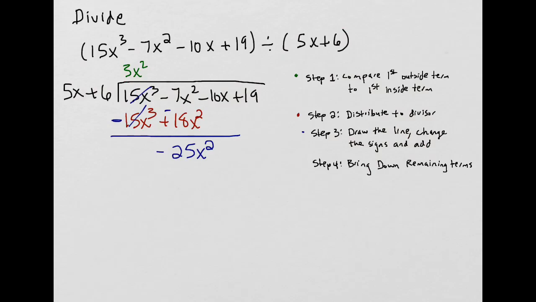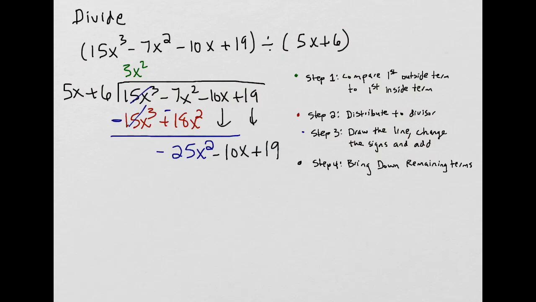Step 4 is to bring down the remaining terms. So I'm just going to do this step in black. So we've got 2 remaining terms. I just bring them both down. And now I go back up to step 1 and I repeat. So we'll do step 1 in green again.